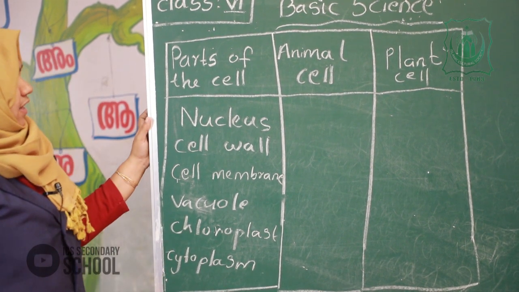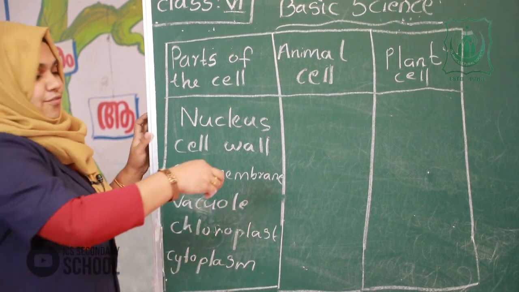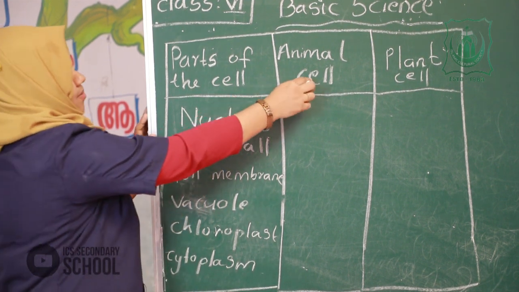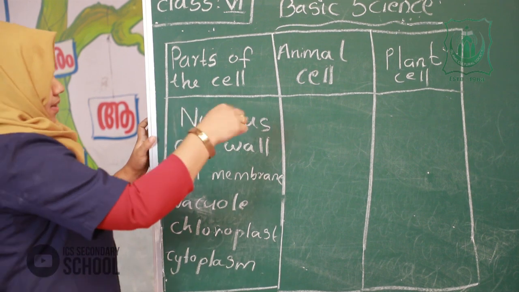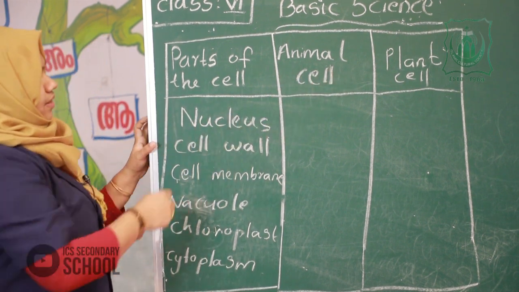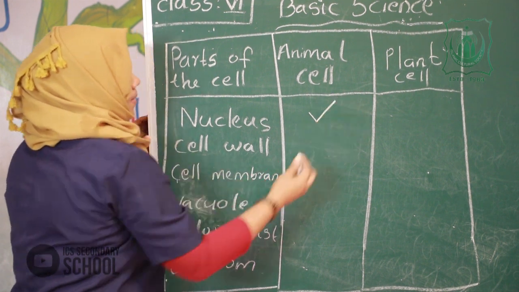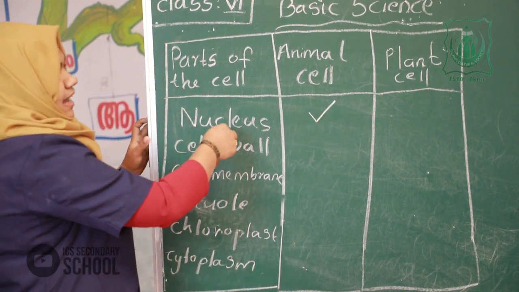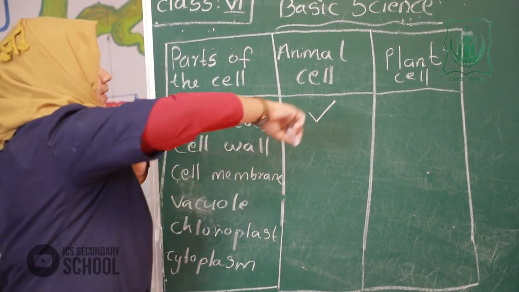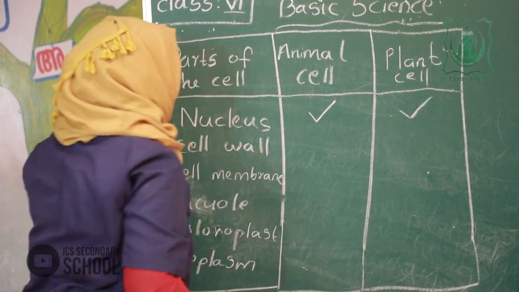Yes, then what do we do? If the nucleus is in an animal cell, you put a tick mark. Does it have nucleus in animal cell? Yes, so we can put a tick mark. Then is nucleus in plant cell? Okay, so we can put a tick mark.